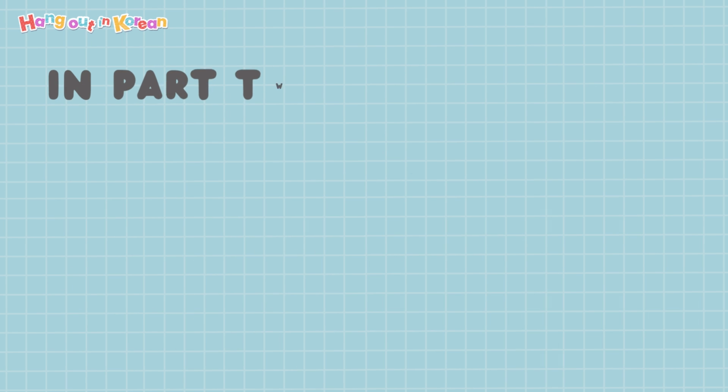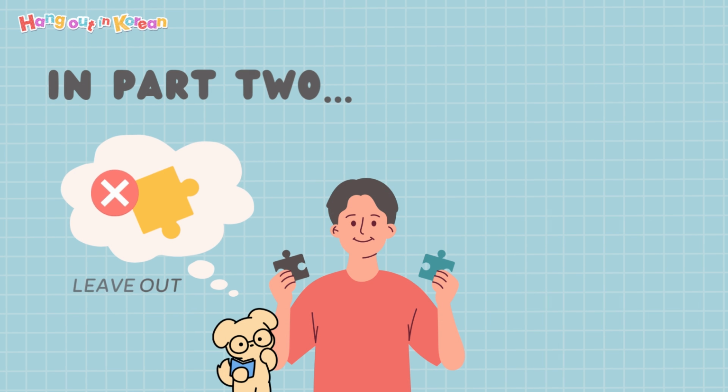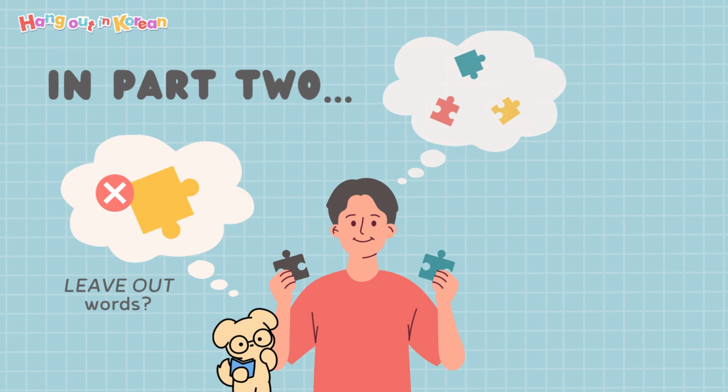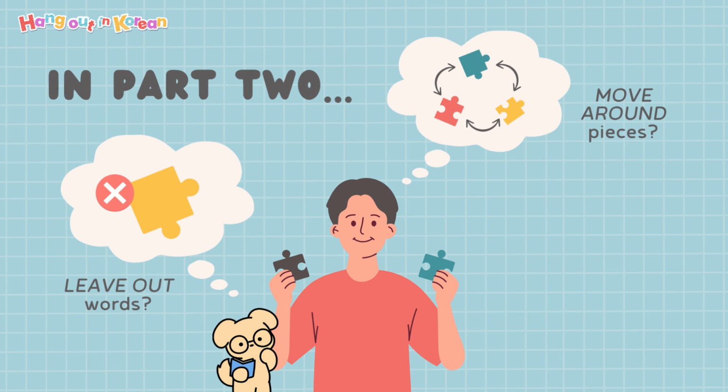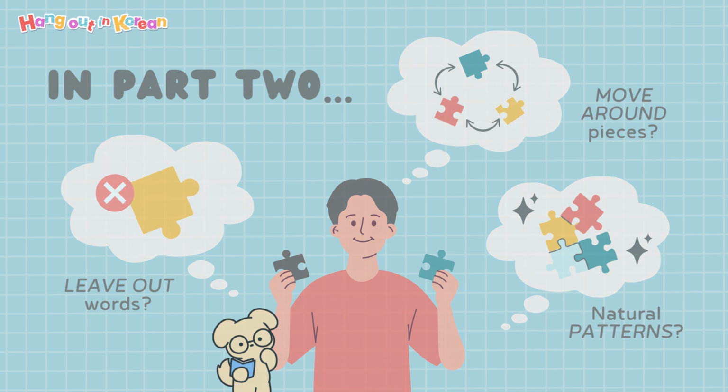In the next lesson, Part 2, we'll build on this foundation. You'll learn why Korean speakers often leave out words that English usually includes, how these sentence pieces can sometimes move around without changing the basic meaning, although the emphasis may change, and how these patterns make everyday Korean sound much more natural.